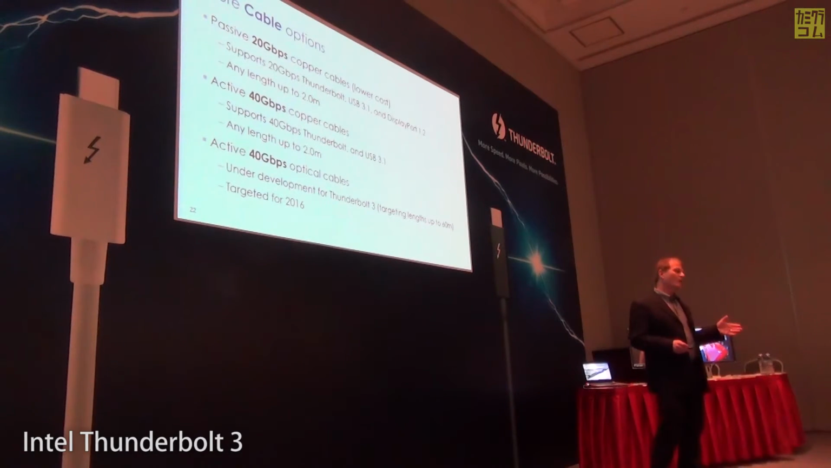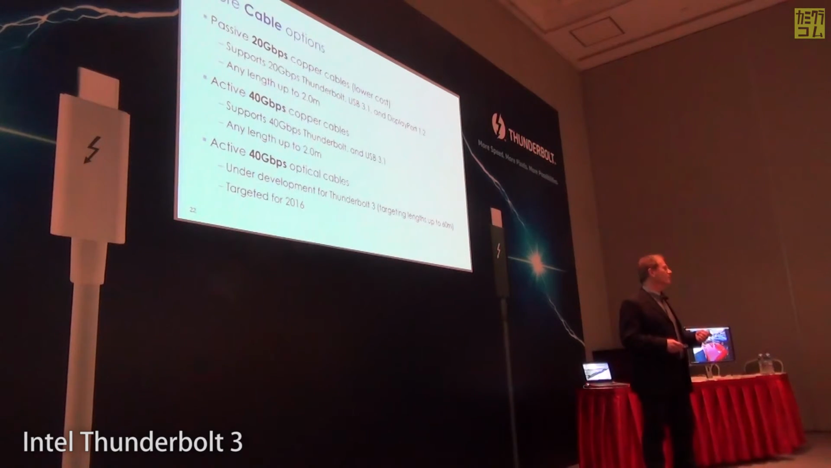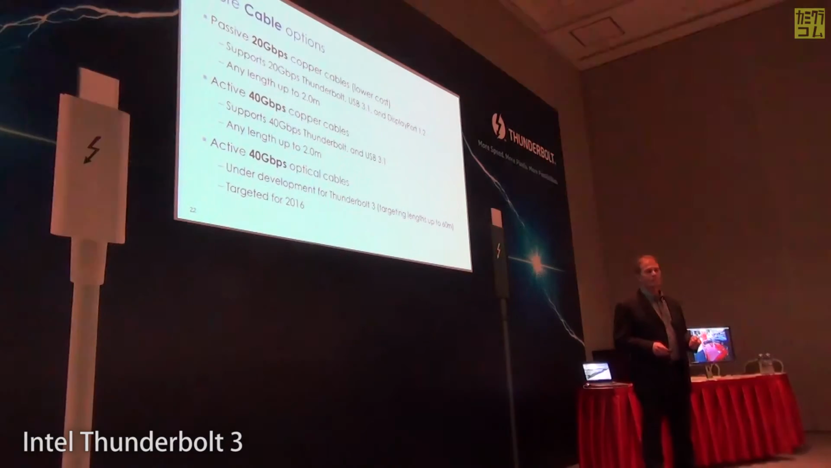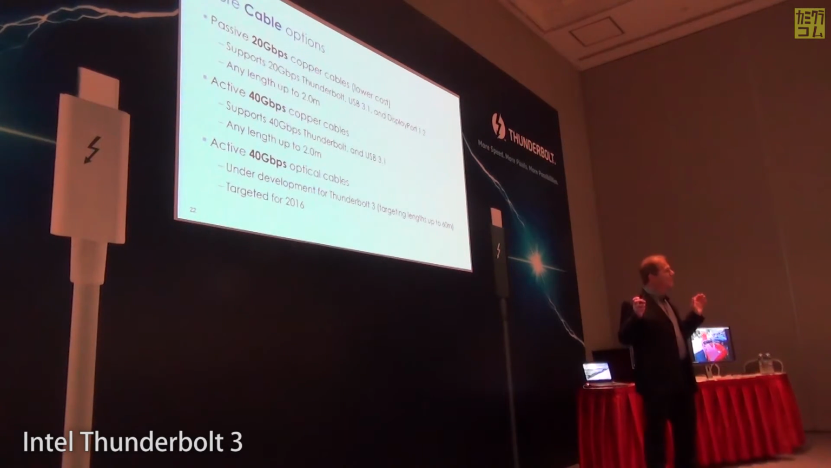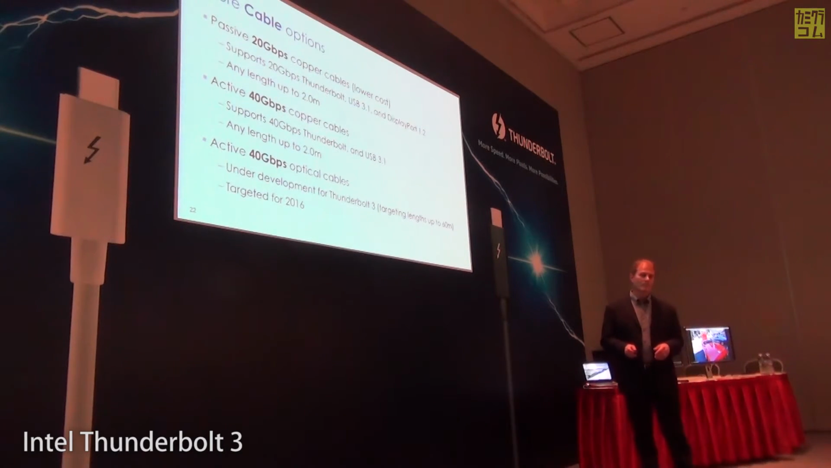And then also, as there are optical cables in the market today with Thunderbolt 2, we'll be working on optical cables for Thunderbolt 3. These are under development. They're going to take a little bit of time, but we expect to see those out sometime in 2016. And those will go up to 60 meters as they do today with Thunderbolt 2.